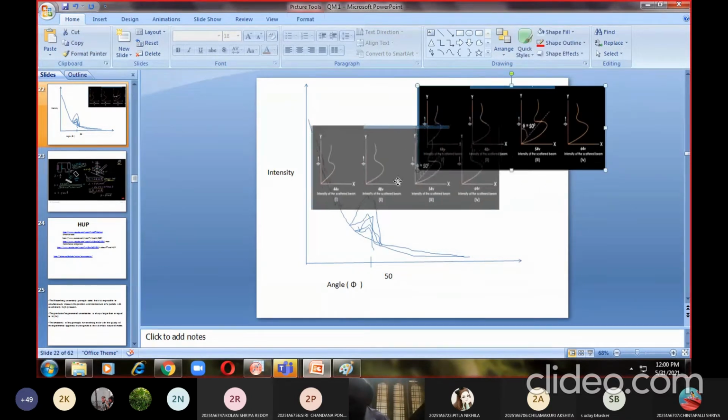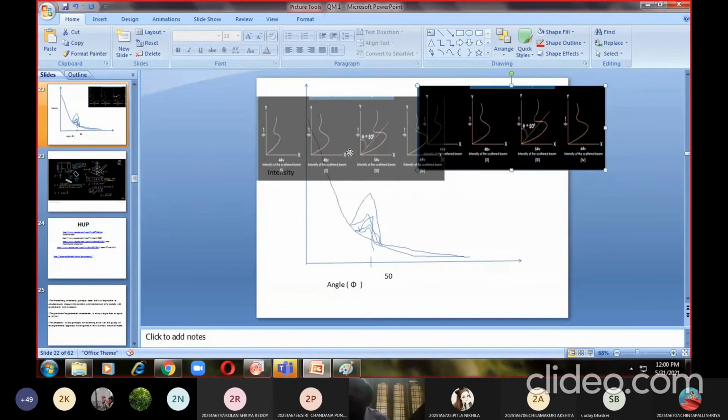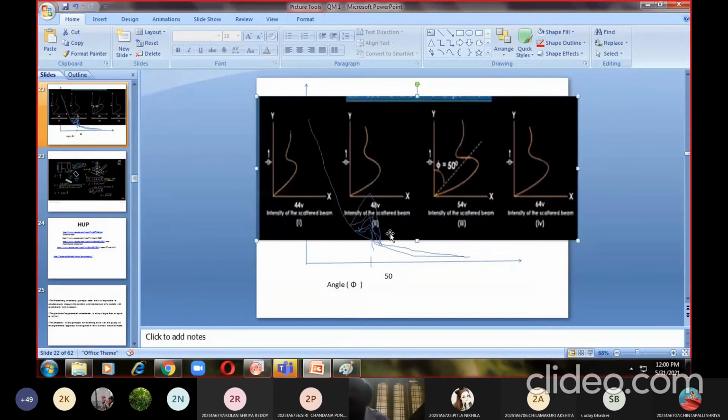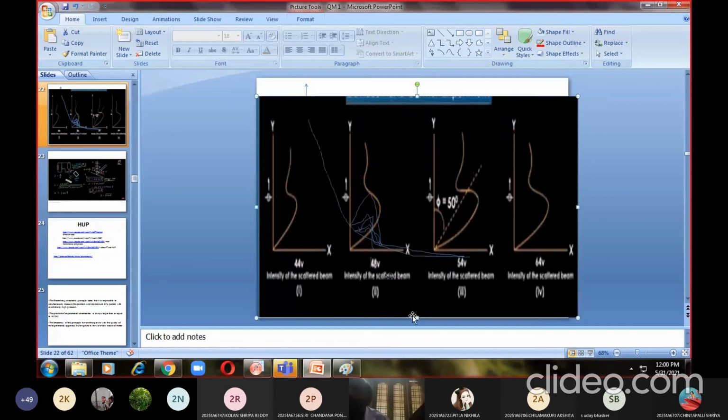Now that is what is actually shown even in this, except that now the graph is plotted between theta and voltage. So what happened is, it gave an excellent peak for 50 degrees. This is different and this is different. Intensity, it gave high, beautiful intensity at 50 degrees.